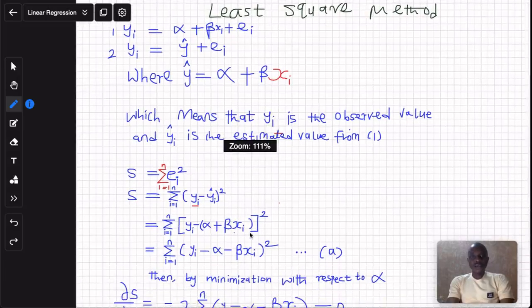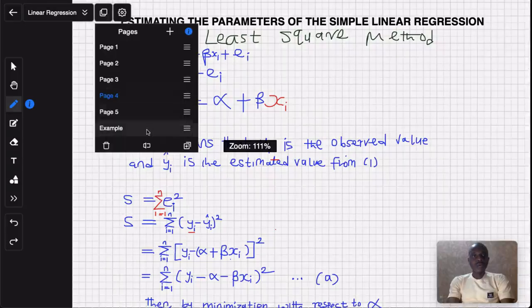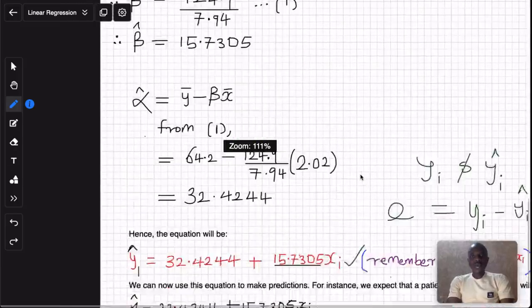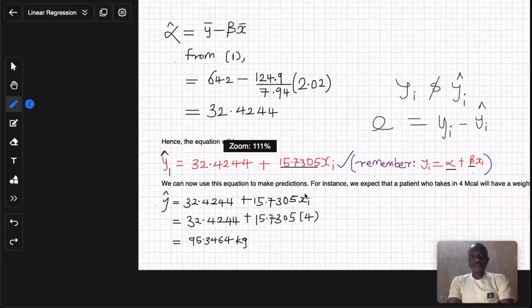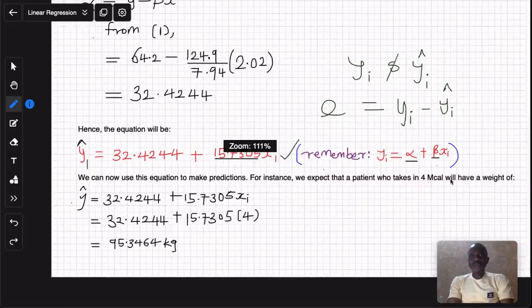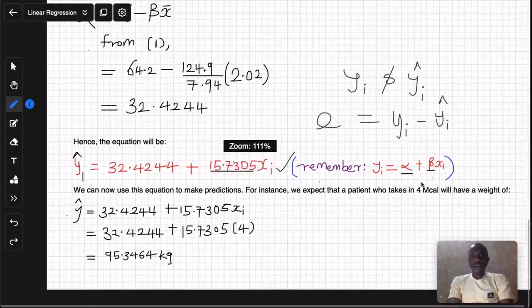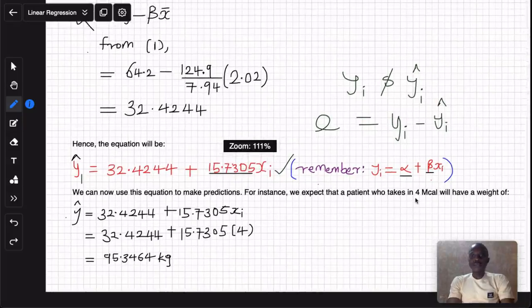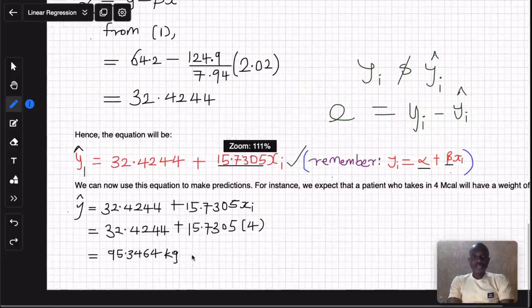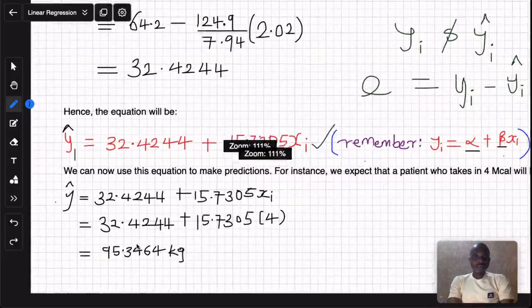All right. So looking at that, we go back to our prediction. We now want to predict. Assuming that we have a patient who takes in 4 megacalories, what will be the weight of that patient? A normal human being, from what I saw online, should take between 2,000 and 2,500. Okay, well, it's data anyway, but I think a human being needs around that range from what I read. But this man is taking 4. That's about twice what some other persons may take. So what's going to be the weight of that patient?